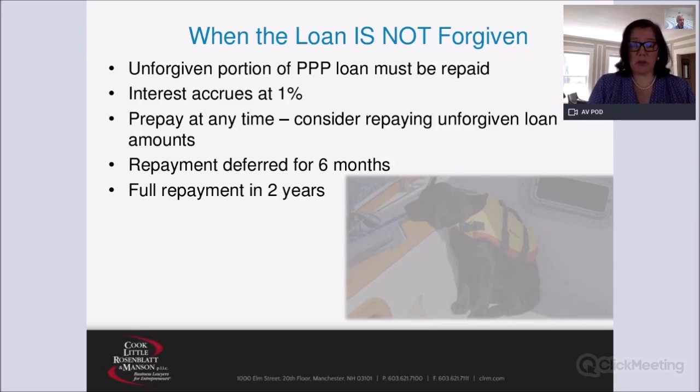But even if you're using the loan for non-forgivable purposes, it has to be directed 75% to payroll costs. We're expecting further clarification on that. So yes, it is possible that a portion of your loan will be forgiven and a portion will not be forgiven and will have to be paid back. So that's part of what you want to plan on.